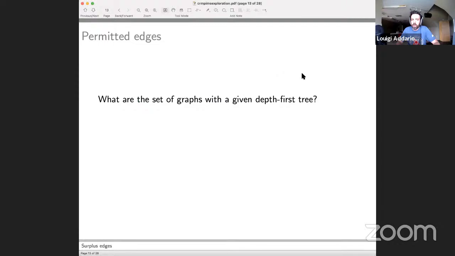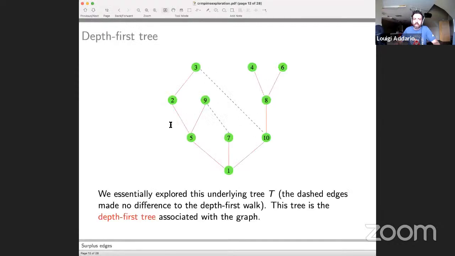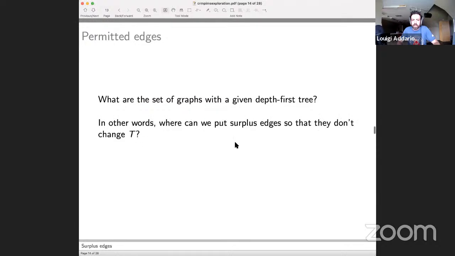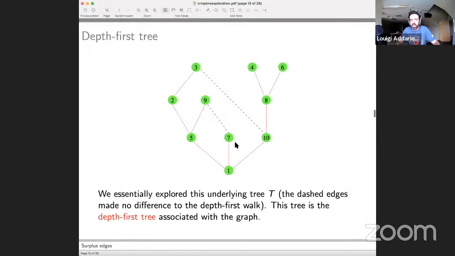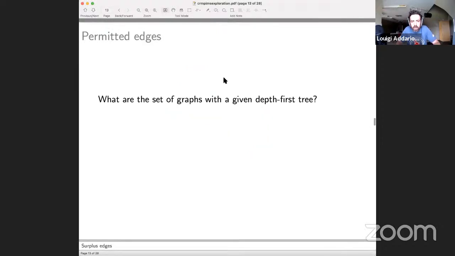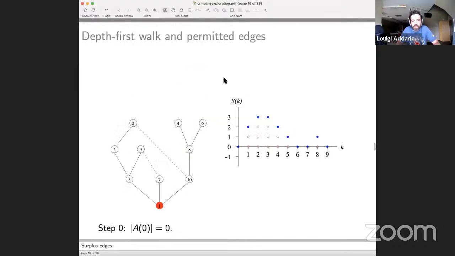So what is the set of graphs with a given depth first tree? I'll call the edges that we can add permitted edges. We saw in this example that these 2 edges, between 7 and 9 and between 3 and 10, wouldn't change things. They'd be permitted, but what are the other ones?